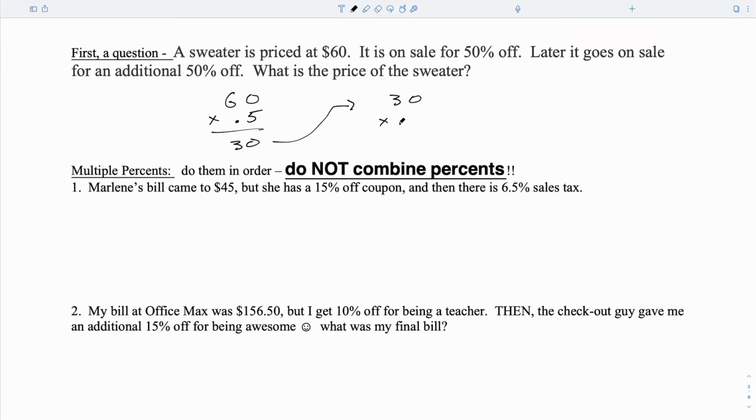When you have multiple percents, you take the decimal of the first percentage first and calculate that. Then you take the new number and use the next percent on your new answer. This sweater is still a pretty good deal. It's not free, but it is $15. For the paper, make sure you have that on your number.